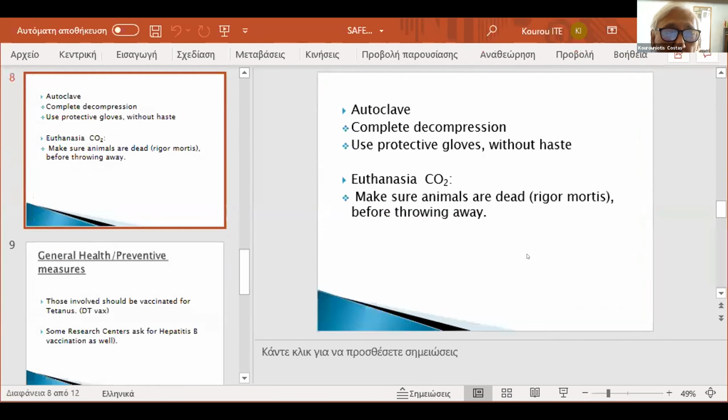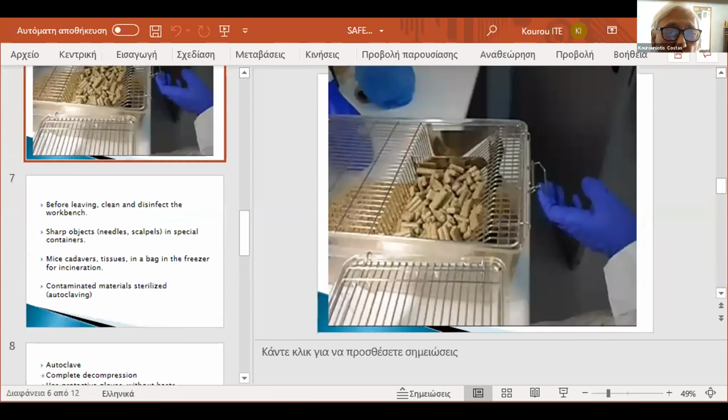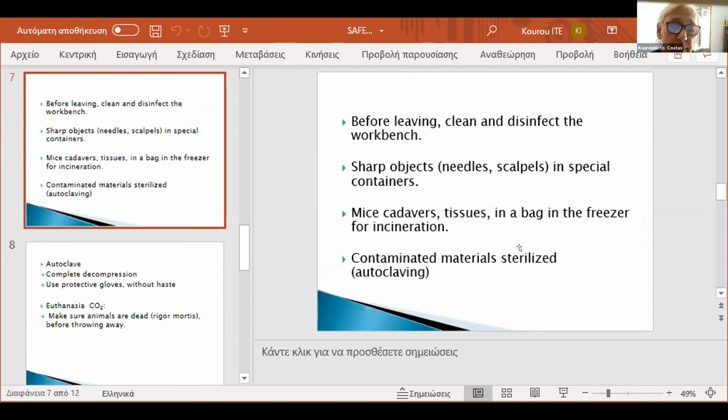Now, after you finish, before leaving, clean and disinfect your workbench. Any sharp object you needed, put it in the special containers. Any cadavers or tissues should be put in the freezer for incineration. There is a freezer in the side entry of building C down at the animal facility.